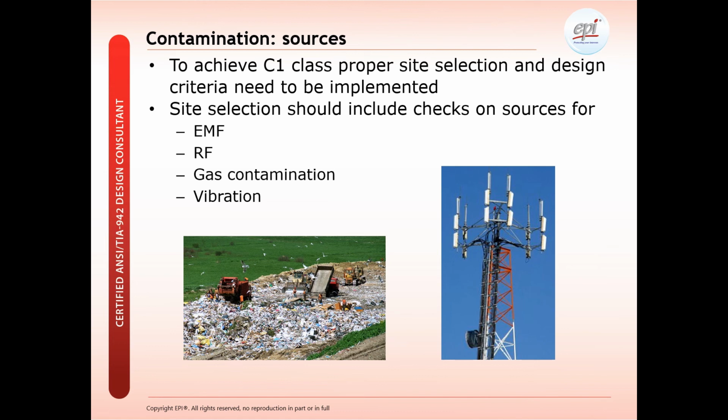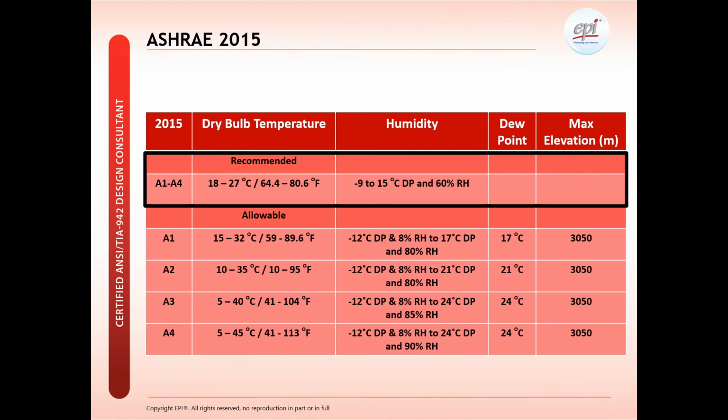So in the case of C1 or climatic, we need to choose the right location for our data center, and we need to design our data center in an appropriate manner. So when choosing a good site, we need to consider the various sources of contaminations. Could be EMF, could be radio frequency interference, can be various gas contaminations, or it can be something as simple as vibration through the ground or earthquakes. We will also look at the various aspects around temperature and humidity recommendations.